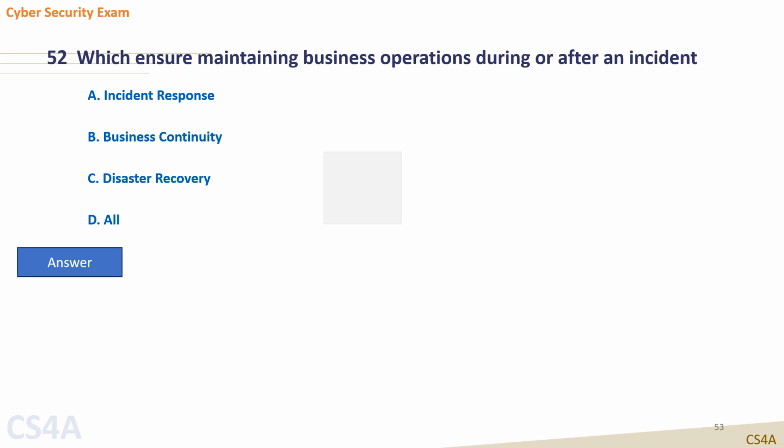So here the question is, which ensures maintaining business operation during or after an incident? Incident response, business continuity, or disaster recovery. The keyword here is maintaining business operations. So incident response and business continuity plan are not the correct ones. Disaster recovery is the correct one because the question states during or after an incident. So the answer is C.